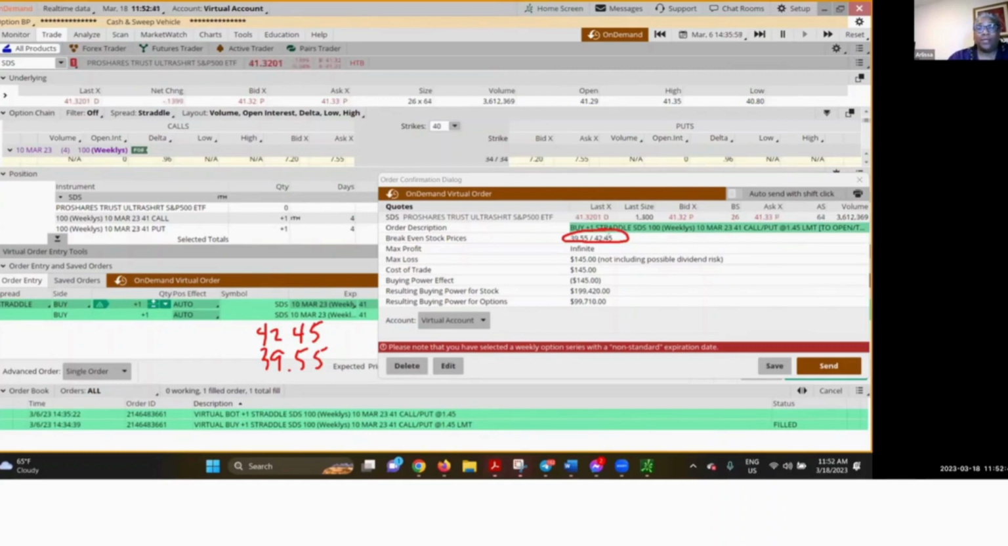Your profit is infinite, because if the price goes hard, forever one way or forever the other way, then it'll continue to grow. Your max loss is only the 145, because that's all you paid. When you're a buyer, you can only lose what you paid. The cost of the trade is also 145. That is what you paid. Your buying power is affected, $145 in parentheses, which means you're going to take away $145. And this is all the buying power just because you're in on demand. That's not my real money yet. It's on-demand money. Okay.